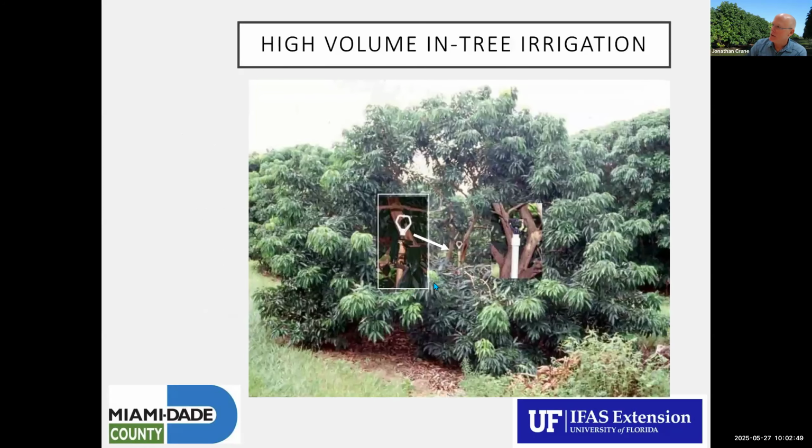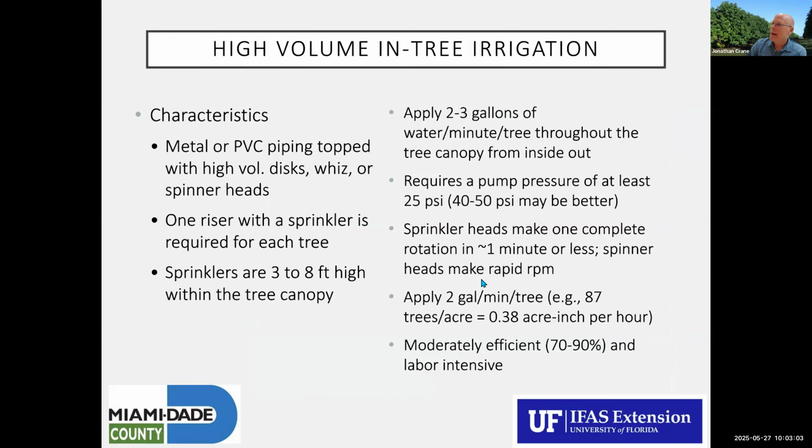This is an in-tree system. You don't see this very commonly. And you can see it has a spinner type head, and it's actually located on the inside of this tree here. And again, this one has one riser for each tree, so it's much more intensive. It applies much more water per minute per tree. They use these sprinkler heads that are spinners, basically.